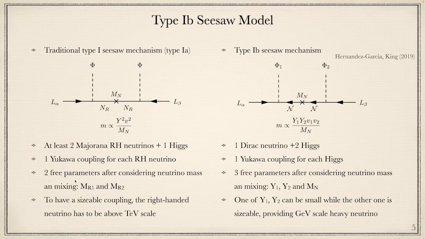And regarding the free parameters, after considering the neutrino masses and mixing, in the type 1a Seesaw model there are only 2 free parameters, while in the type 1b Seesaw model there are 3 of them. This means the type 1b Seesaw model is less predictive than the Littlest Seesaw model, but it's still very predictive.